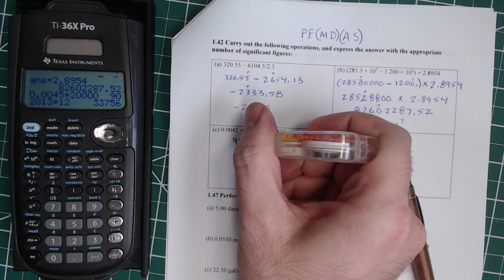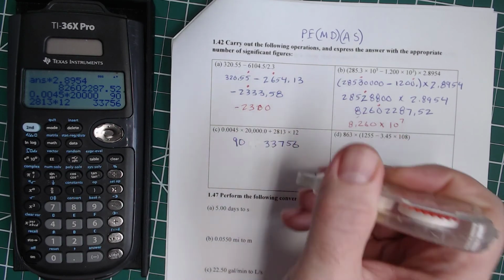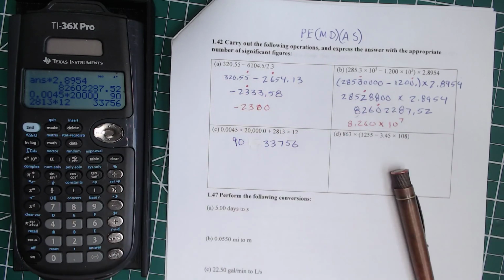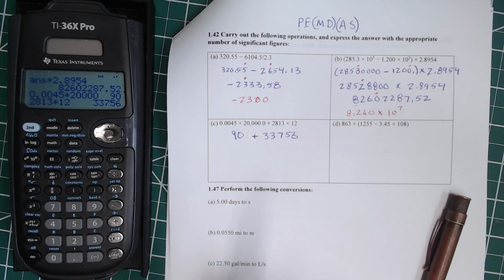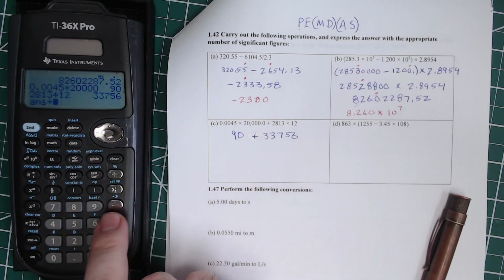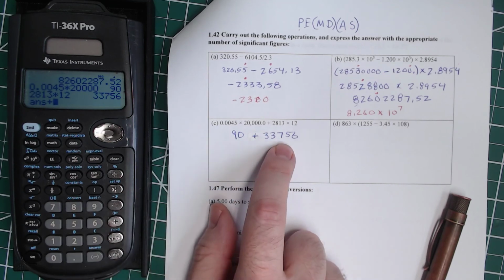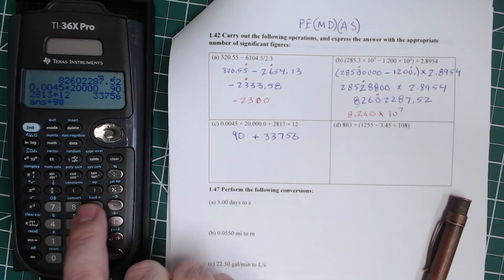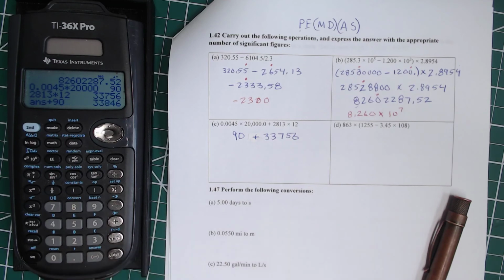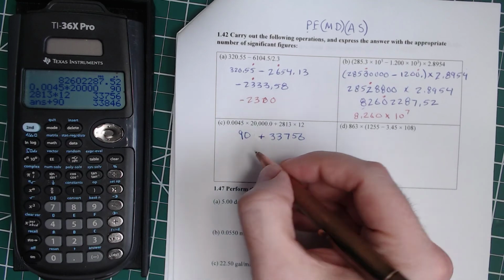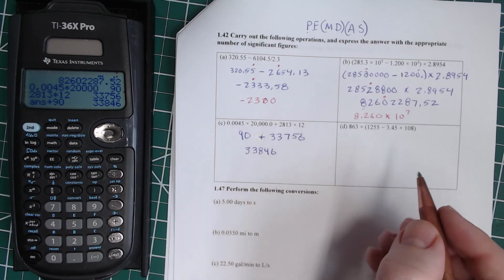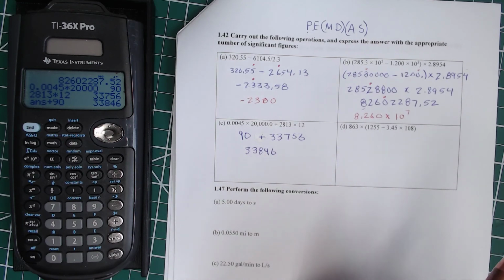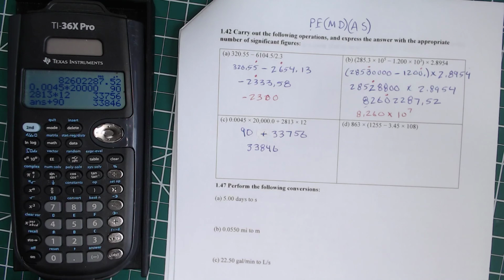All right, so I just need to fix that, turn that into plus. All right, so now we're going to take that number, the 33,756, and we're going to add 90 to that, and we will get 33,846. And now we just need to look at what is the last sig fig in each of these numbers.